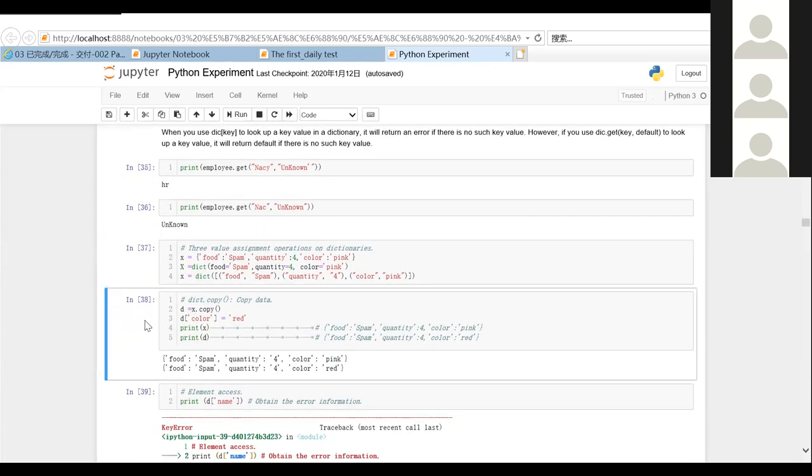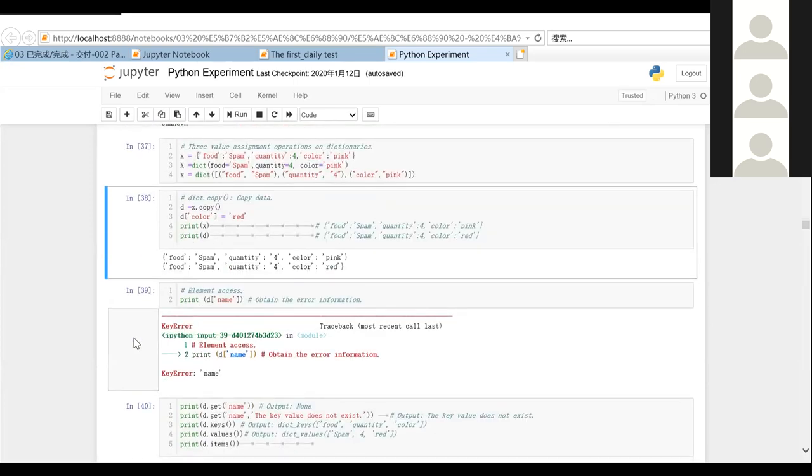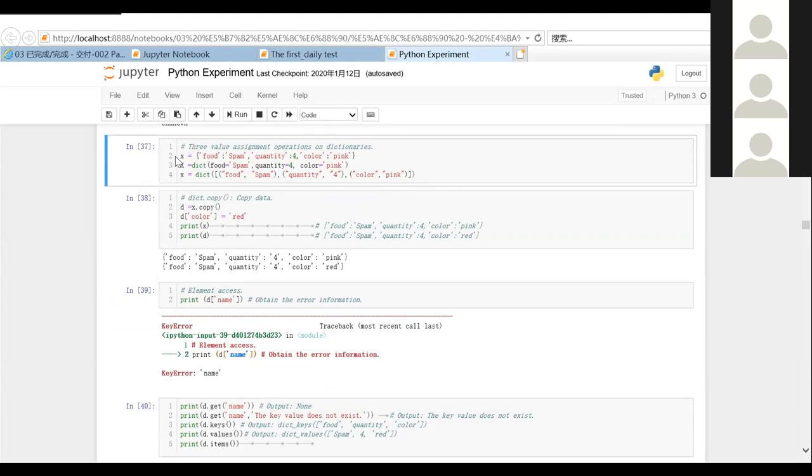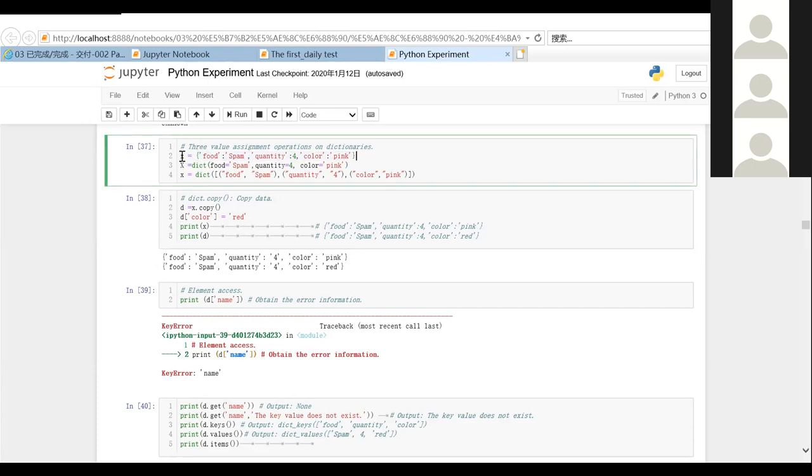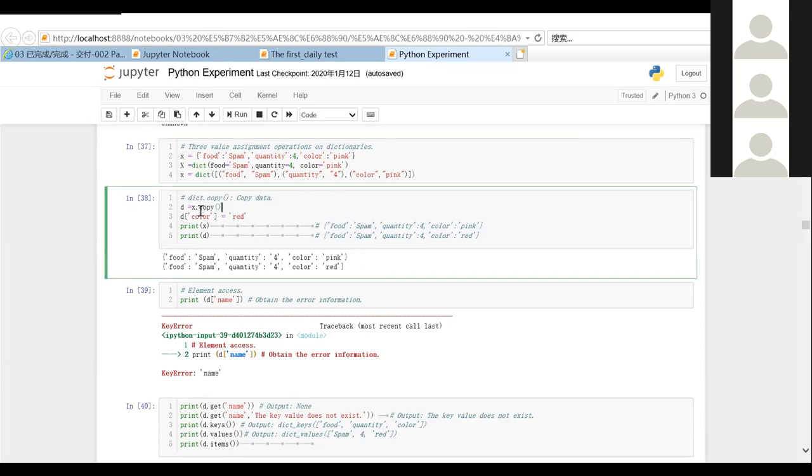Here are some other operations about dictionaries. We can create a dictionary like this. There are three different methods to create a dictionary: use curly brackets and enter every key value pair, or use the built-in function dict to create the dictionary X. To get a copy of the dictionary, we can use the copy method to create a copy of a dictionary.